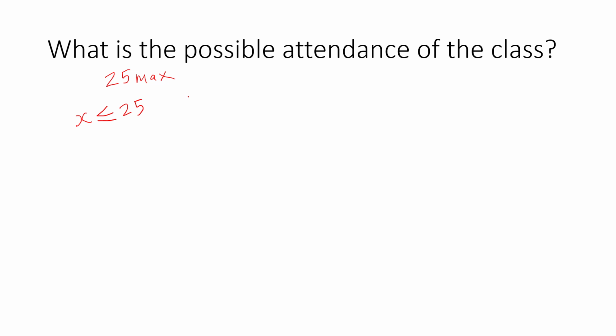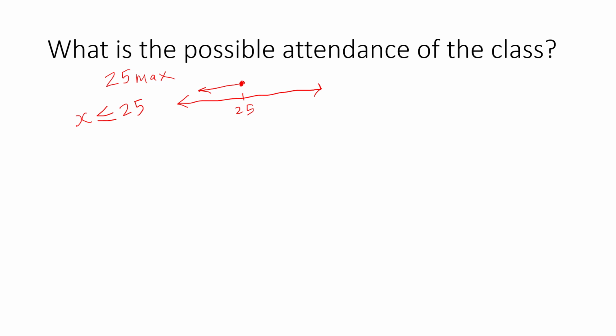Very simple. We just draw a number line, 25. Then, as mentioned in the previous slide, the key is for smaller or equals to, we use a dot. Because it encompasses 25, that's why we use a dot.